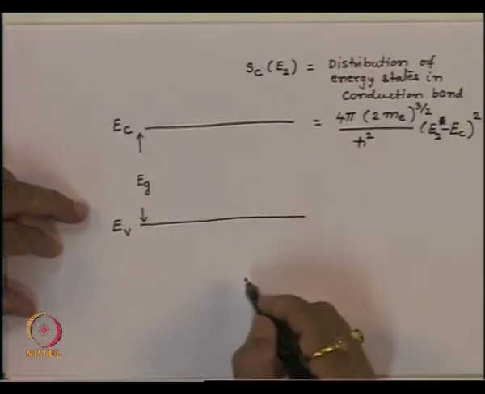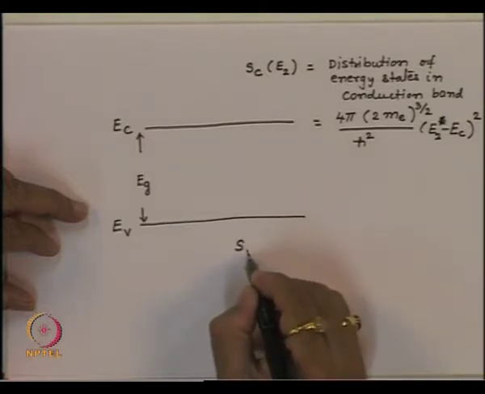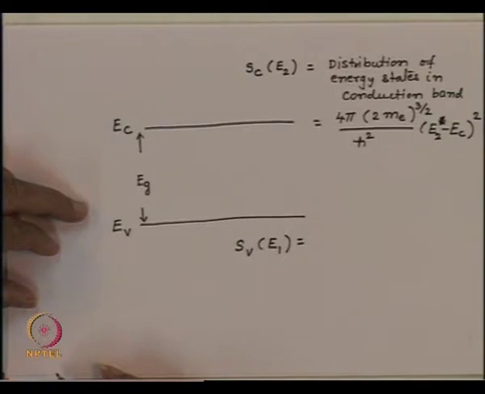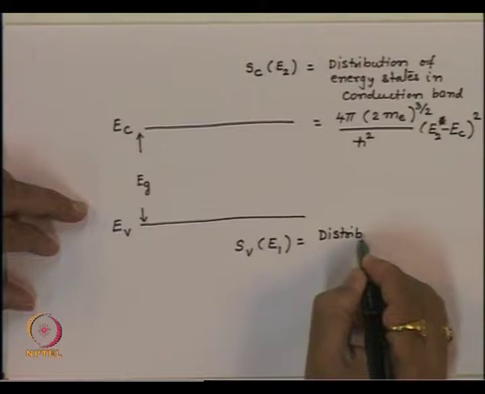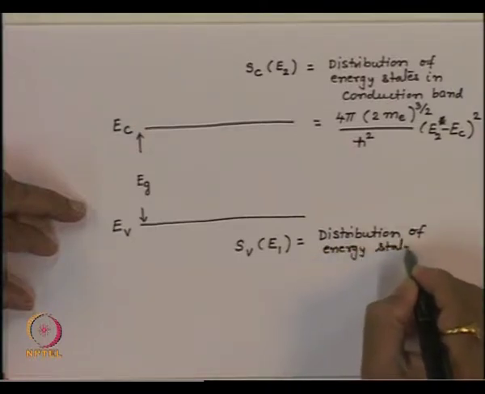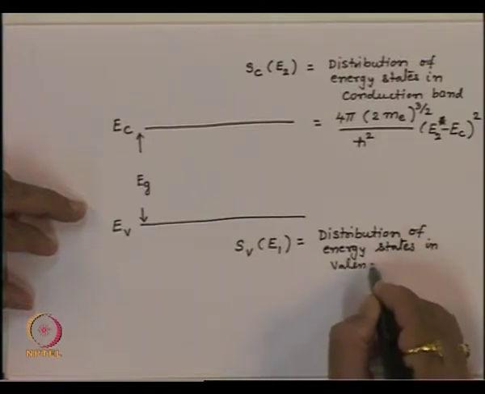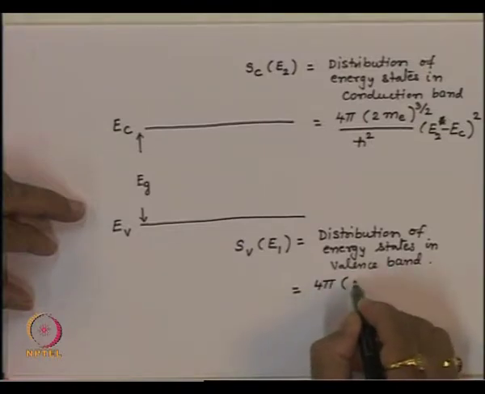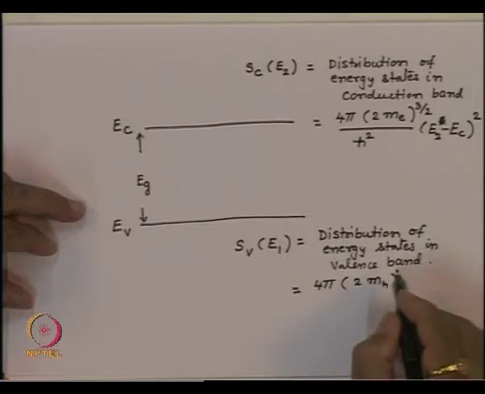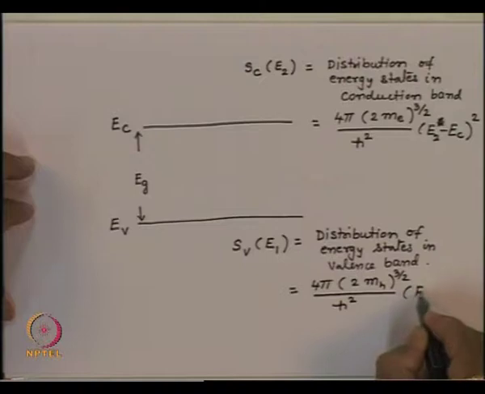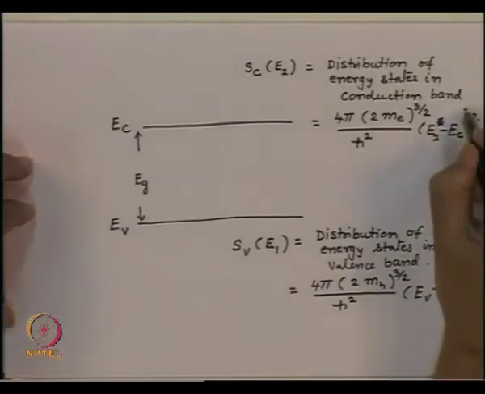Similarly, I can get the distribution of energy states in the valence band. So, let us say that is given by Sv, and let us say the energies in the valence band are denoted by E1. So, Sv E1 will be distribution of energy states in valence band, and that is given by 4 pi (2 times mh, which is the effective mass of the hole) to the power 3 by 2 divided by h square into (EV minus E1) to the power half. This should be to the power half, not square.